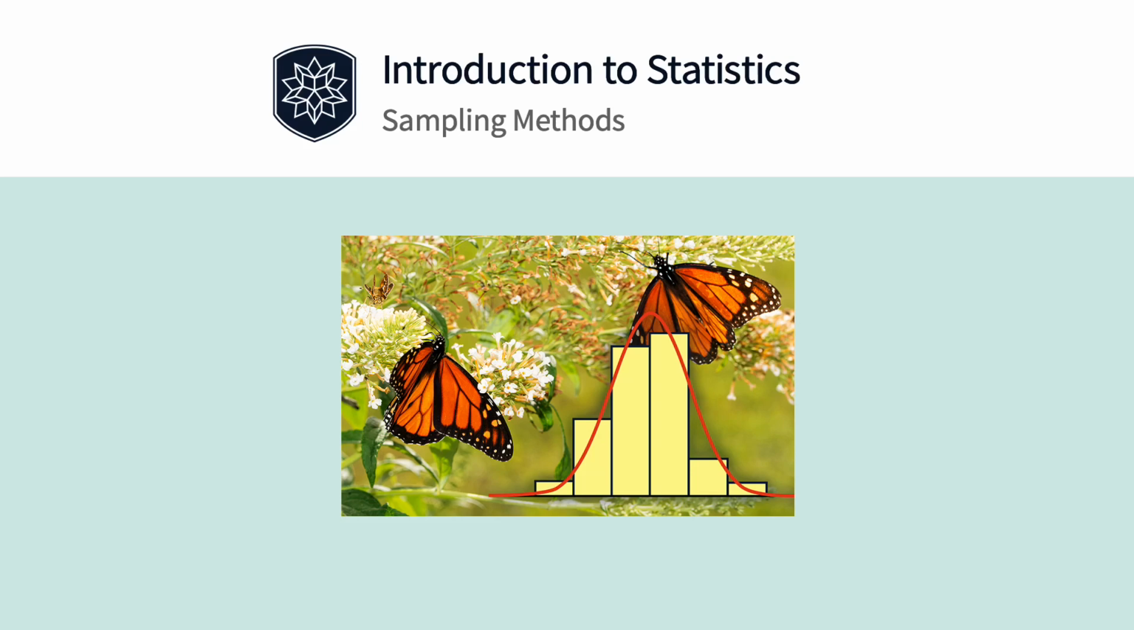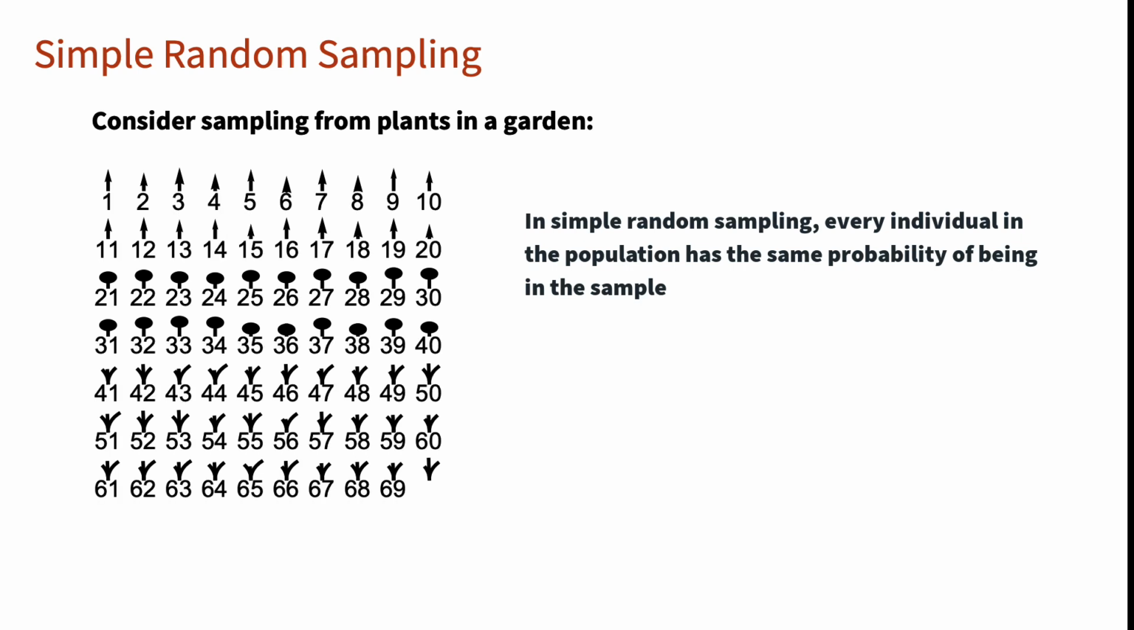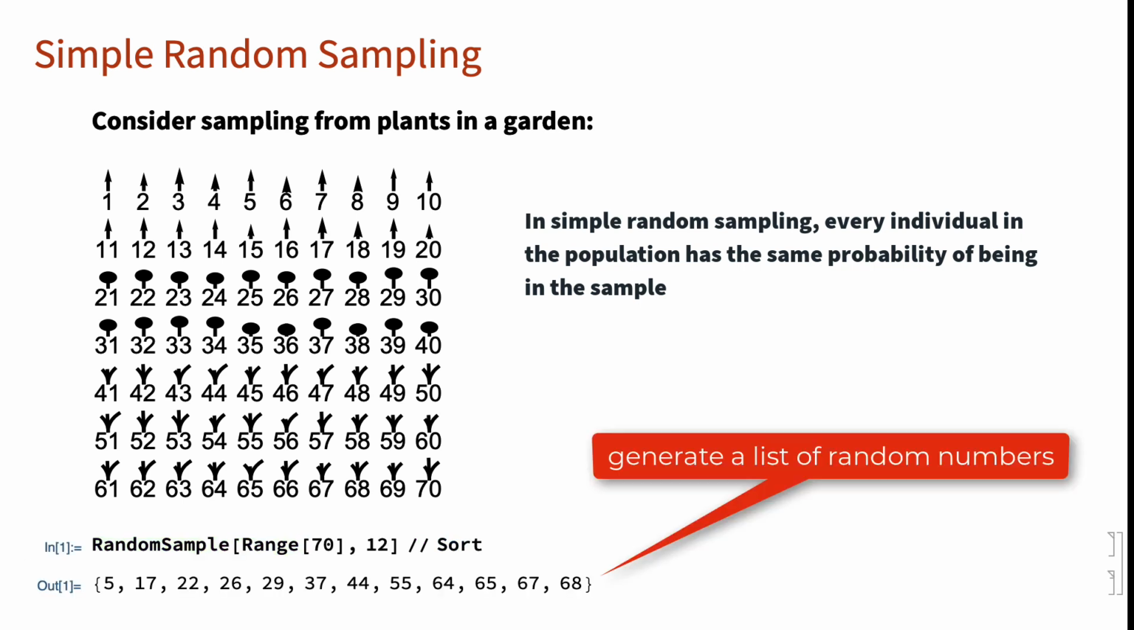A basic way of getting a representative sample from a population is simple random sampling, where every member of the population has the same chance of being in the sample. Simple random sampling is conceptually easy to do. For a population of 70 plants in a garden, for example, a simple random sample can be constructed by numbering the plants from 1 to 70, using a random number generator like this random sample input to get a list of random numbers between 1 and 70, and then choosing the corresponding individuals from the population to get the sample.